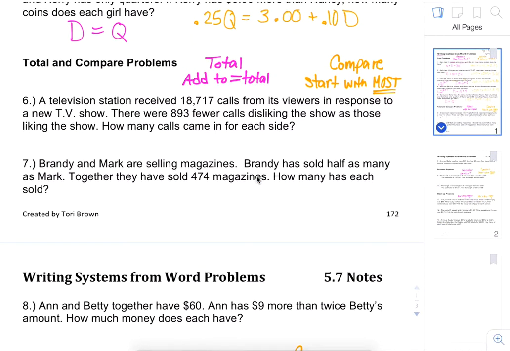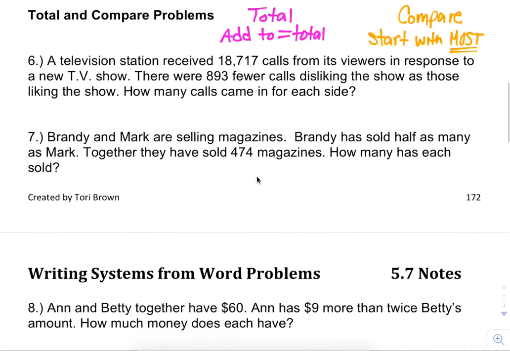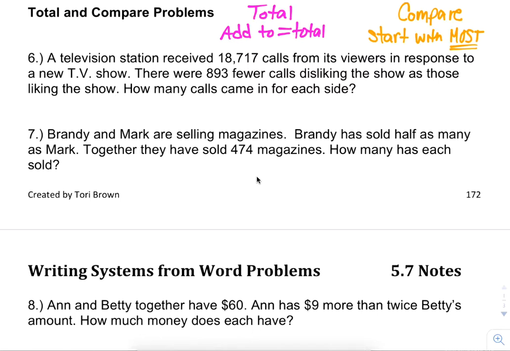All right, if you're back, that means you're ready to talk about total and compare problems. When it comes to total and compare problems, we've already talked about a total. Total means that you're going to add up the 2 pieces and make it equal the total amount. When it comes to a comparison, that's where we're going to use the teeter-totter, and we're going to start with whoever has the most. So let's go ahead and try number 6.